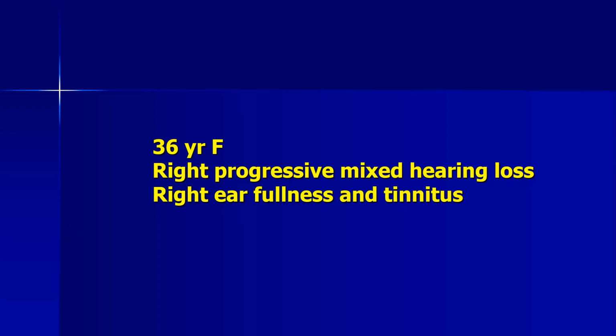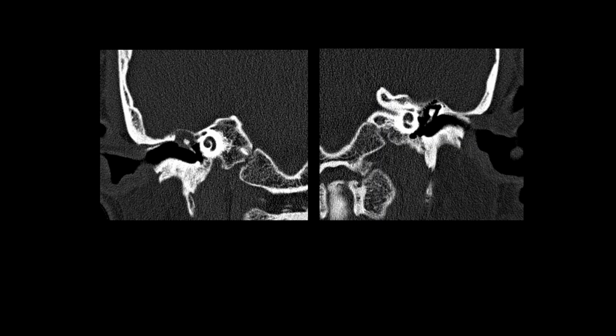Our next case is a 36-year-old female presenting with right-sided progressive mixed hearing loss, right ear fullness, and tinnitus. These are the two coronal images of this patient. In the left temporal bone, which is the normal side, you can see very well aerated black density of the air within the middle ear cavity, and you will also notice this triangular bony projection lateral to the epitympanum. This is called the scutum. This is a normal bony structure.